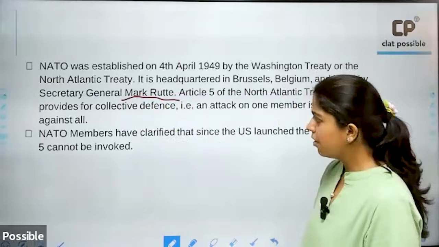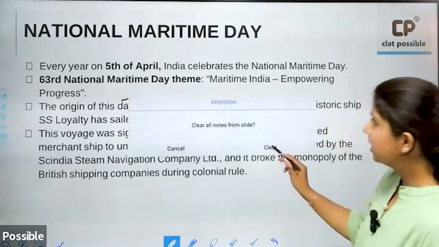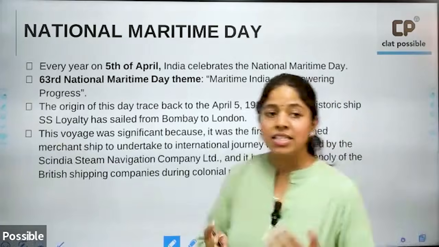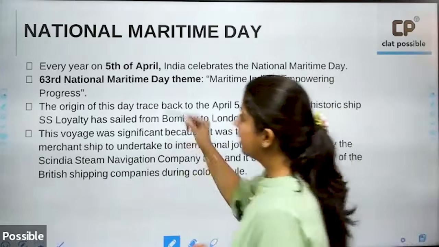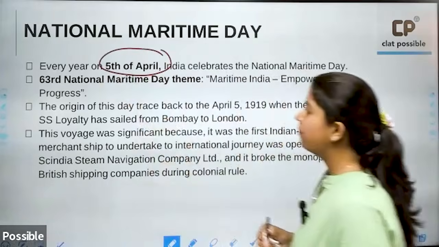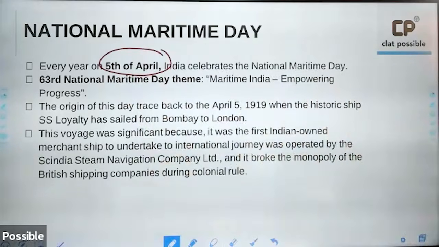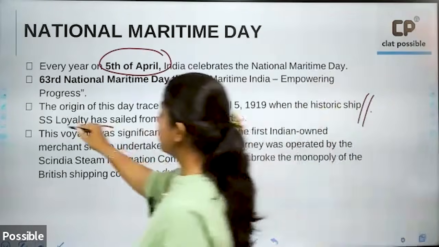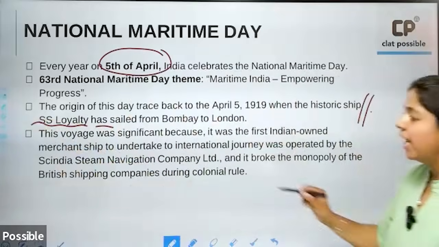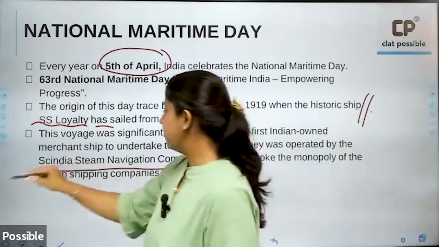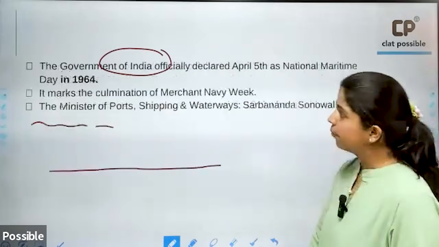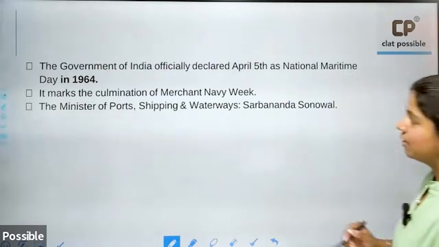Then coming to the next, National Maritime Day. Do remember, this is National Maritime Day, not International Maritime Day. Every year we celebrate it on the 5th of April. Why is this particular day celebrated? Because it marked the day when SS Loyalty, an indigenously built ship, sailed for the first time from Bombay to London. It was operated by the Scindia Steam Navigation Company Limited. That is all you need to remember with respect to that.